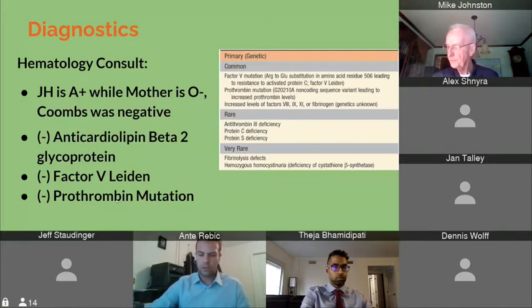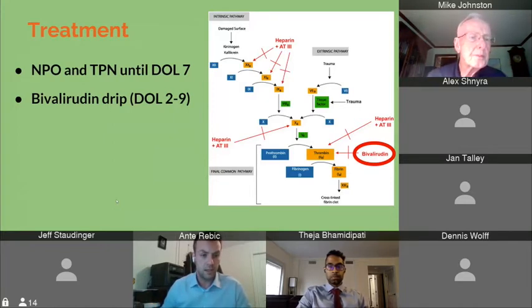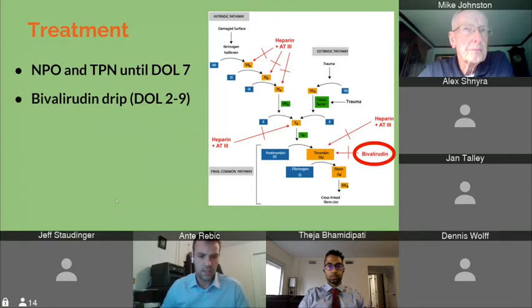So next we turn to the treatment. And since this was a very urgent case, our patient was declared NPO and TPN, which means that he was to receive nothing by mouth, no fluids or food, which at this age would only be breast milk. So he would not receive any breast milk, and all of his nutrition would be received through an IV port. Additionally, a bivalirudin drip was started.